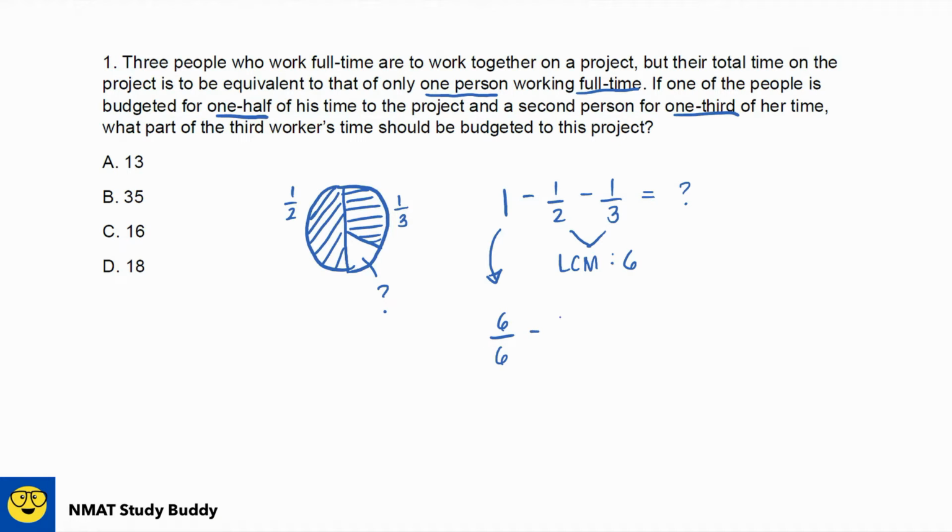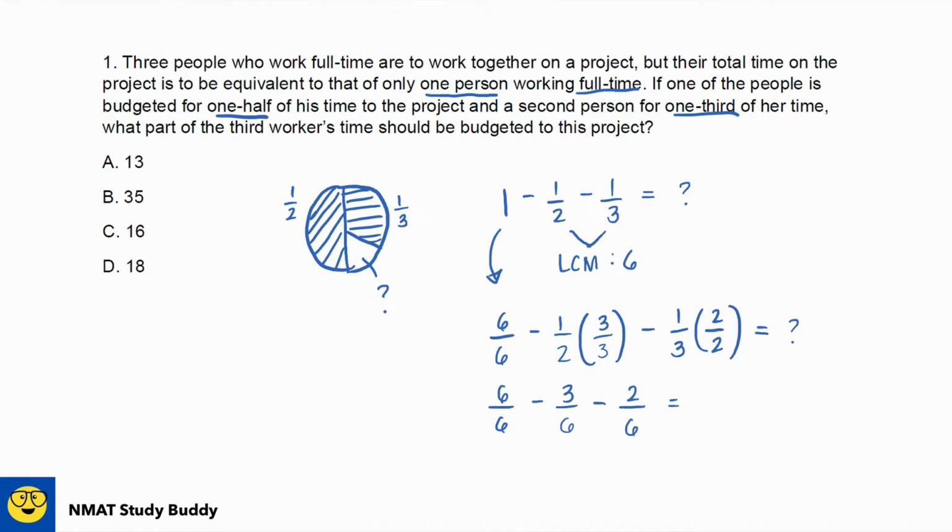And then, kailangan natin i-transform yung 1/2 in such a way na yung denominator niya is equal to 6. So, 1/2 times 3/3 minus, ganun din sa 1/3. So, 1/3 times 2/2. And then, 6/6 minus 3 times 1 is 3/6 minus 2/6. Pinag-multiply lang natin yung numerators and denominators. And then, when we subtract, 6 minus 3 minus 2 is equal to 1. Then, we will copy the denominator na 6. So, this one is the final answer.